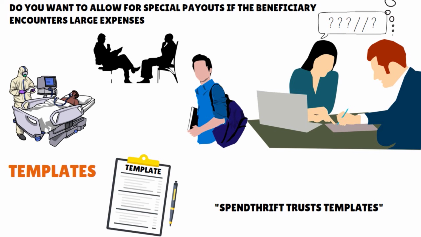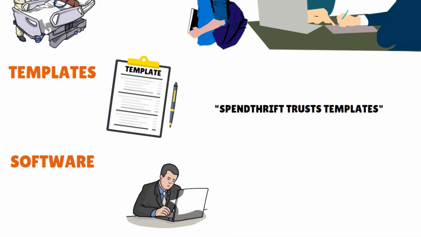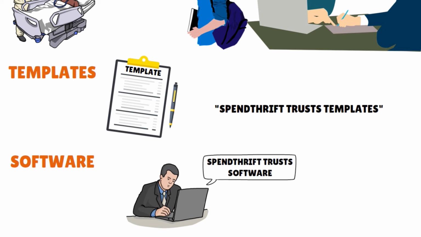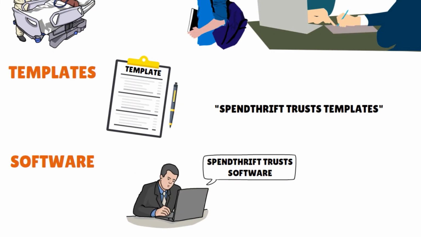Besides templates, you can also use special software. So you have estate planning software that offers a diverse range of services and documents embedded in the software, and a spendthrift trust is one of those documents you can find in any good spendthrift trust software. We don't give names here in this show, but if you Google or Bing this term, you will get a lot of well-reviewed software programs.